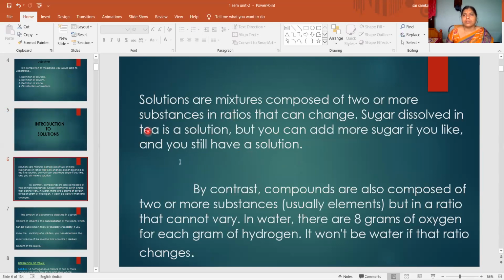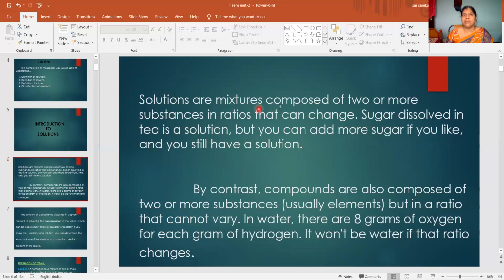I already told what a solution is. Solutions are mixtures composed of two or more substances in ratios that can change. Its ratios can change, meaning its percentage may vary. For example, sugar dissolved in tea is a solution, but you can add some more sugar if you want, and still it is a solution.